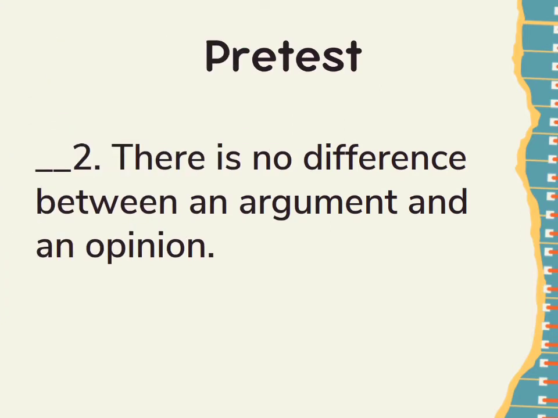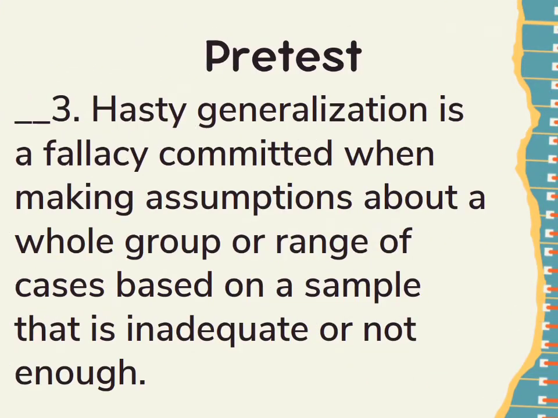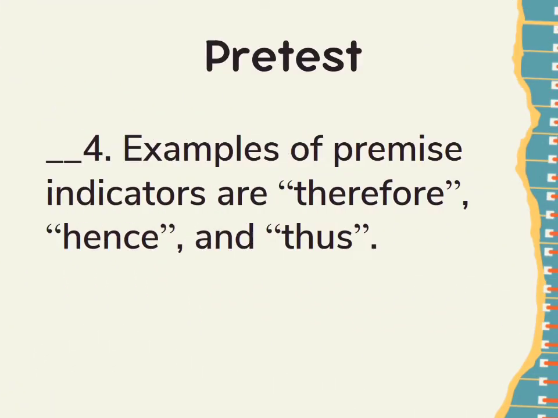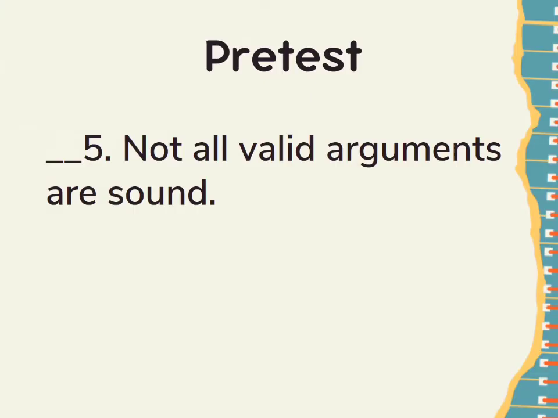Next, number 2. There is no difference between an argument and an opinion. Is it true or false? Number 3. Hasty generalization is a fallacy committed when making assumptions about a whole group or range of cases based on a sample that is inadequate or not enough. Next, number 4. Examples of premise indicators are therefore, hence, and thus. Is it true or false? And last, number 5. Not all valid arguments are sound. Is it true or is it false?